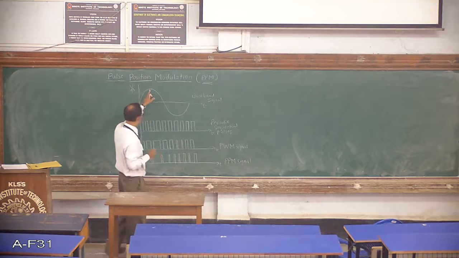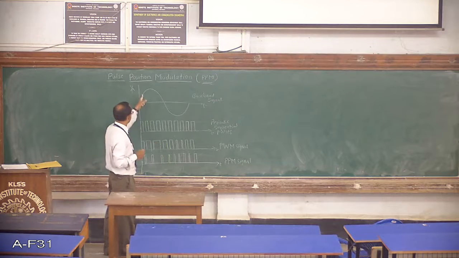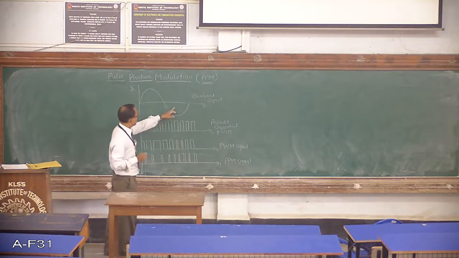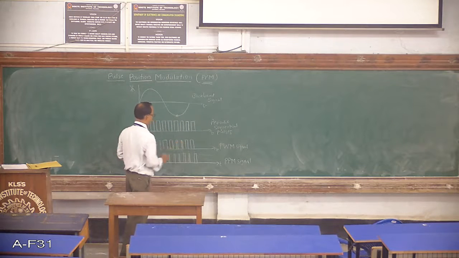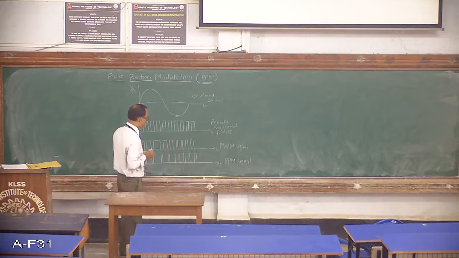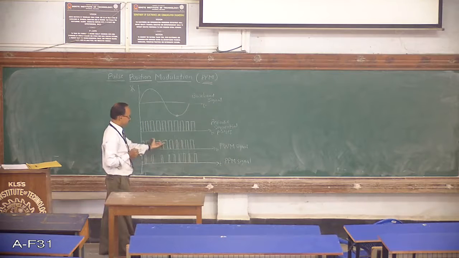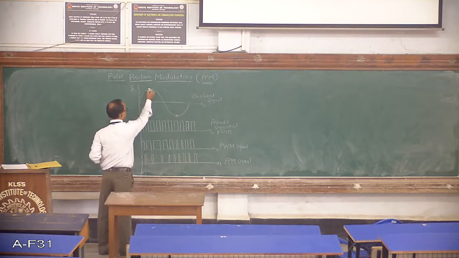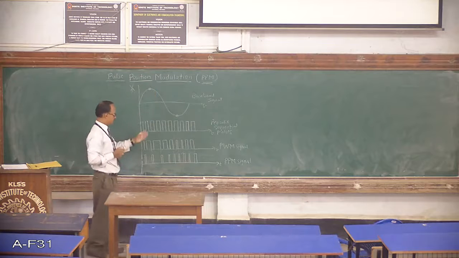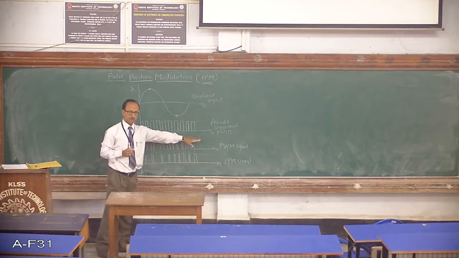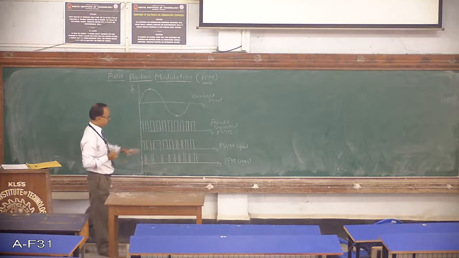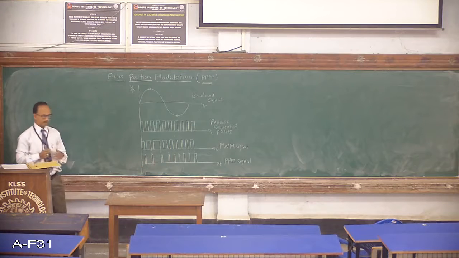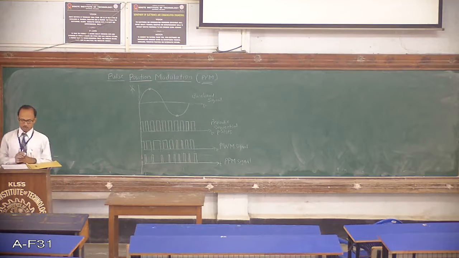Here amplitude is more, that's why width is more. Here amplitude is a bit less, width is less. Here amplitude is minimum, it is the negative peak, so the width of the pulse is least. This way the width of the pulse is changing according to the amplitude of the modulating signal. That's why this represents the PWM signal, that is the pulse width modulated signal, and from this pulse width modulated signal we can obtain the pulse position modulated signal.